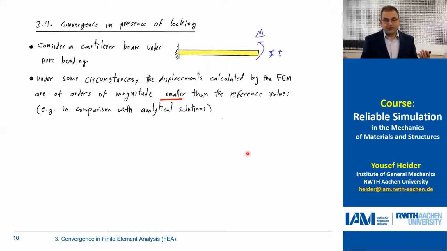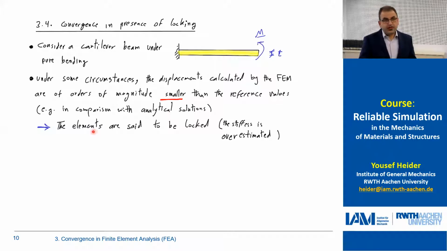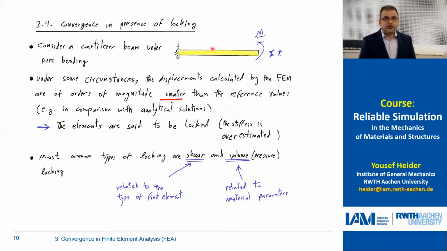Under some circumstances, which we will explain, the displacement calculated by the finite element method is orders of magnitude smaller than the reference values. So we have locking, for example, in comparison with the analytical solution. Why do we get this? The elements are said to be locked, so the stiffness in this case is overestimated. So if we recall this example here, or let's say first that most of the common types of locking are shear locking and volume locking. Shear locking is connected to the geometry and the type of elements that we are using.